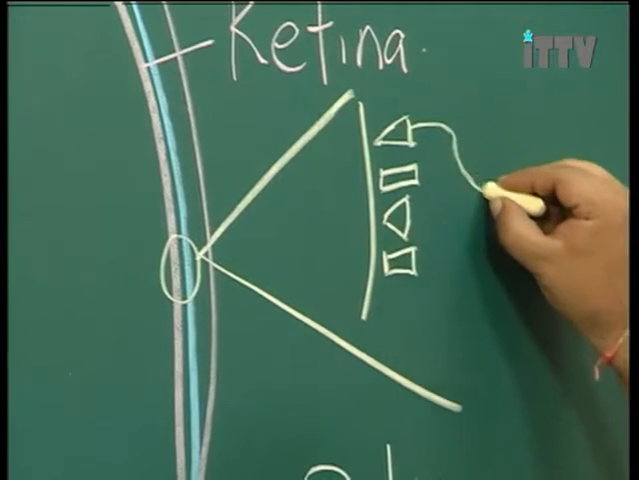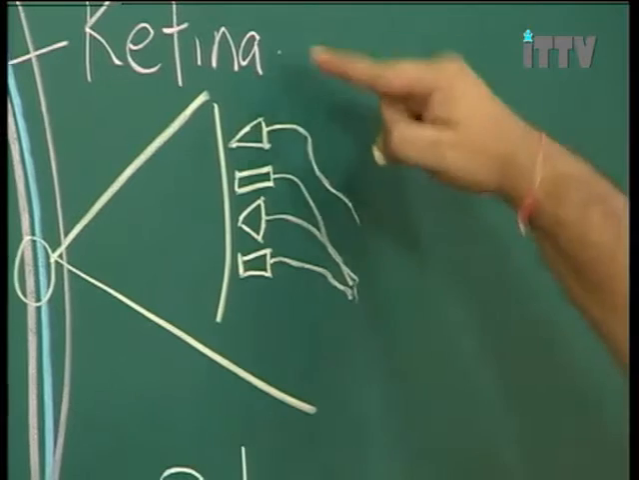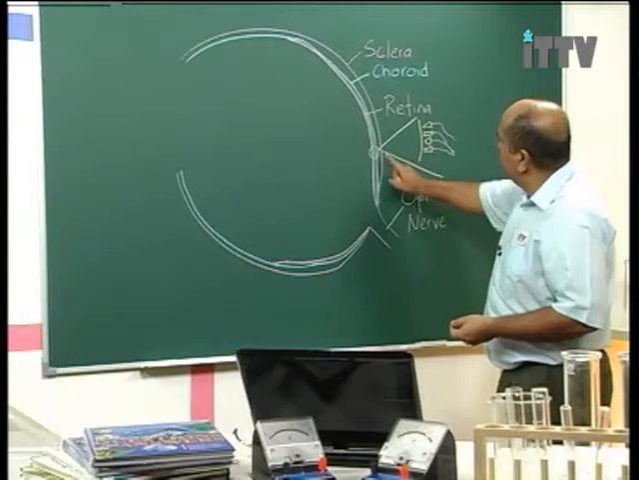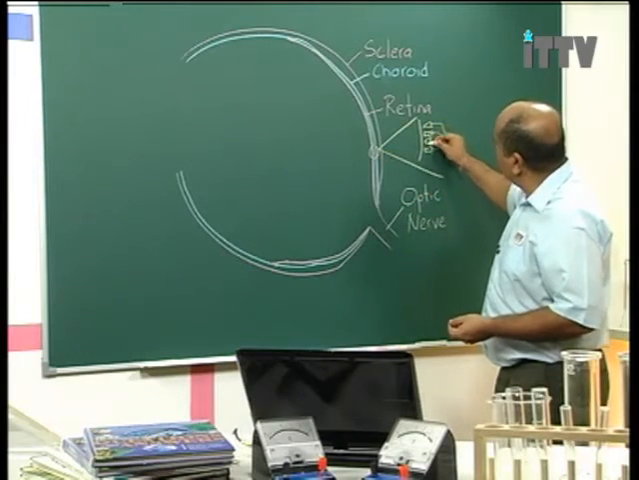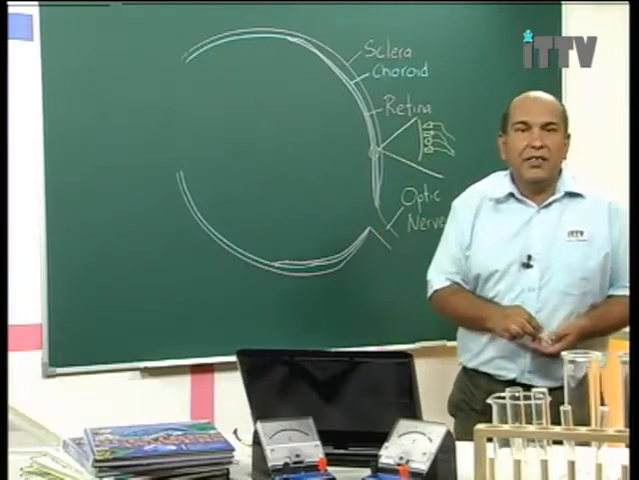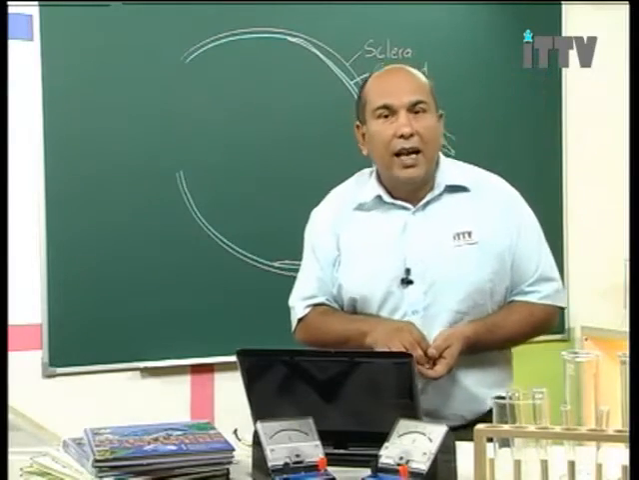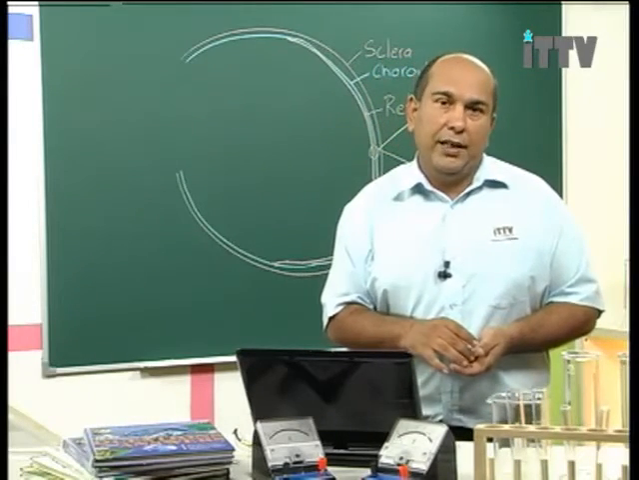Like so, with their nerves coming out at the back of them. All these nerves will go to the optic nerve, but the retina has got all these photoreceptors behind them. There are hundreds of millions of them sitting in the retina, all of them ready to detect any light that is entering into the eye.